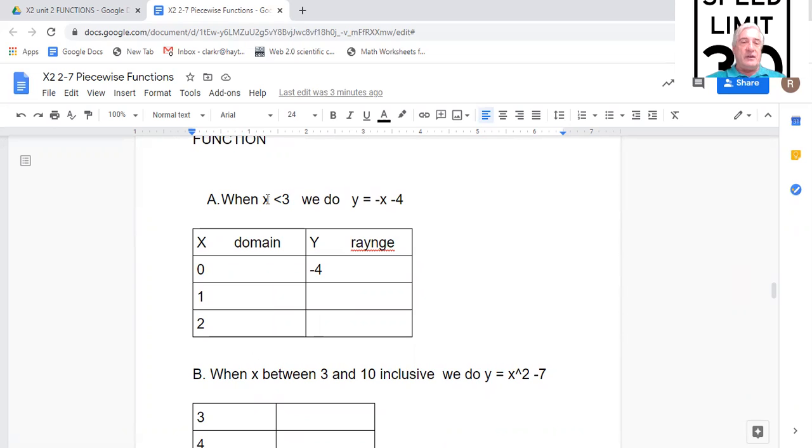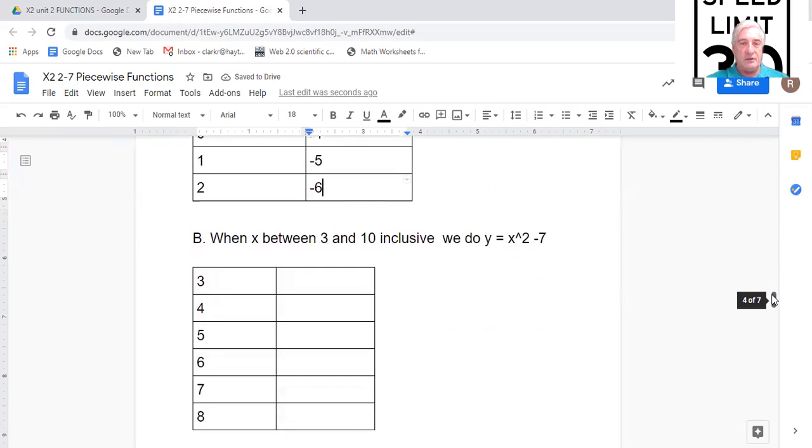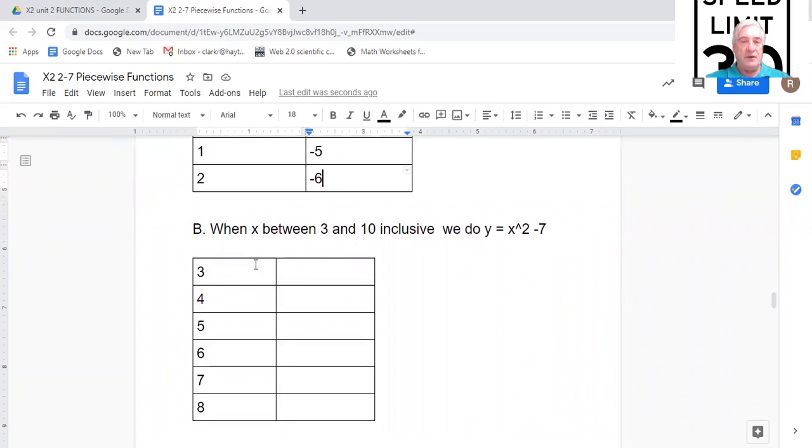When x is less than 3, we have y equals minus x minus 4. So 0 minus 4 is -4. -1 minus 4 would be -5. -2 minus 4 would be -6. Then when we get to 3, we're going to have a different function.